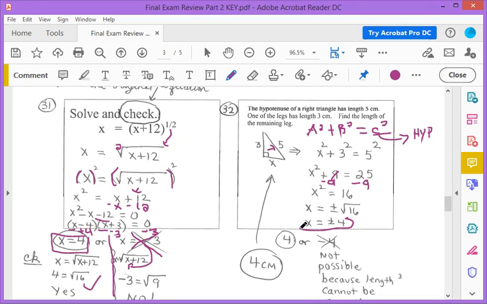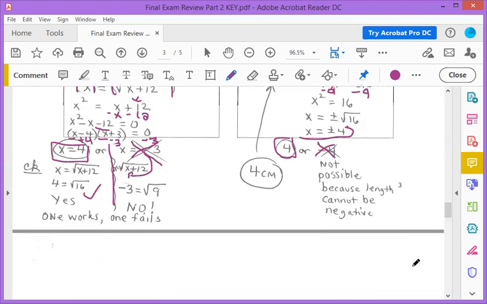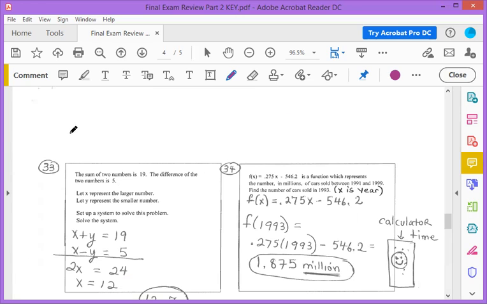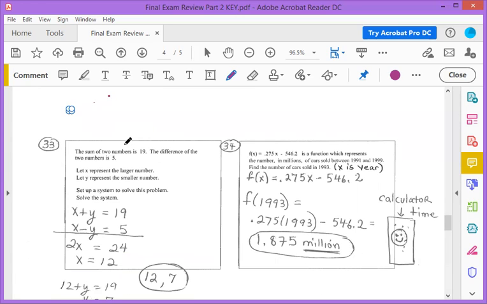Now when we check positive 4, we see that that works out. We plug in 4 for our x value. We see that we get a positive 4. However, negative 4 would not work because there's no such thing as having a negative length, right? So negative 4 would not work. Our solution is positive 4 only.